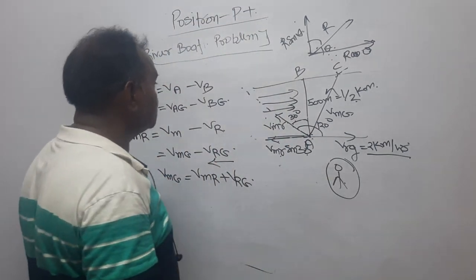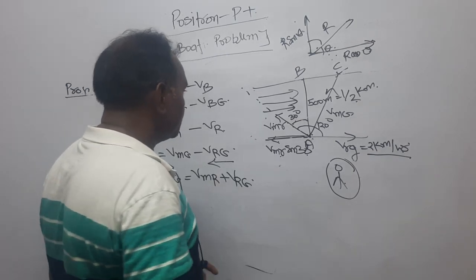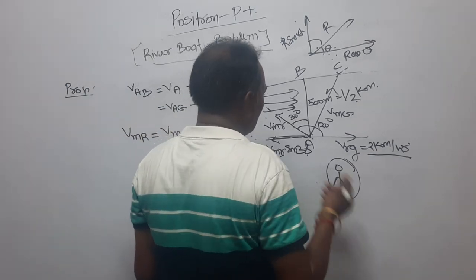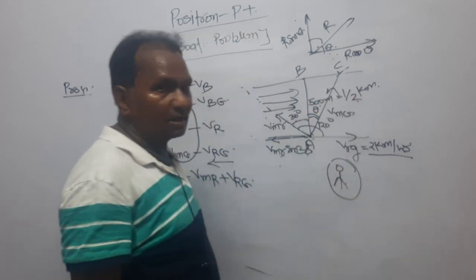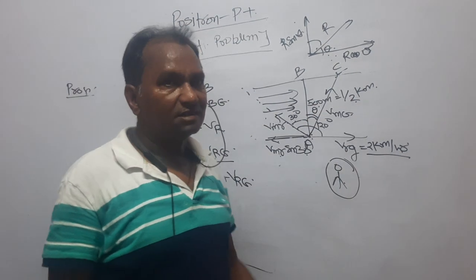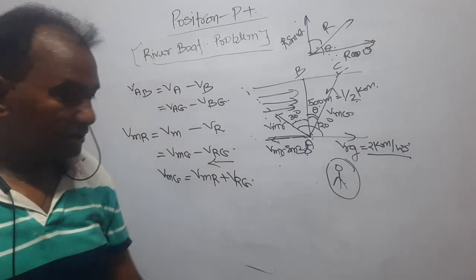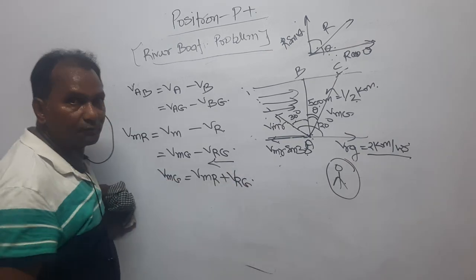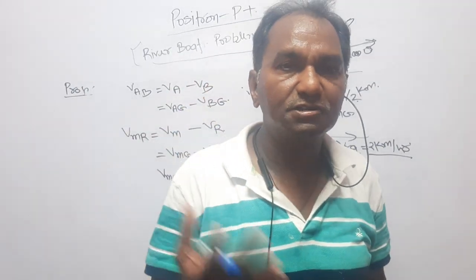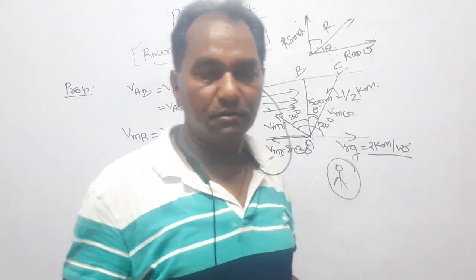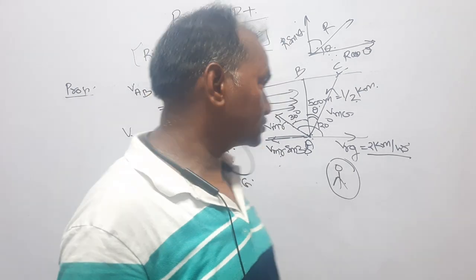Now, dear student, you can write VMG is equal to VMR plus VRG, right? Now, look here, let this angle be theta. Now, dear student, take vertical components. What I am trying to let you understand is how it is solved in SC Verma sir's book. I'm trying to explain that method also.